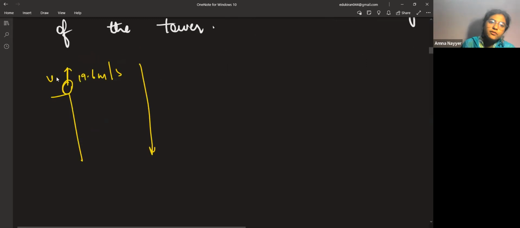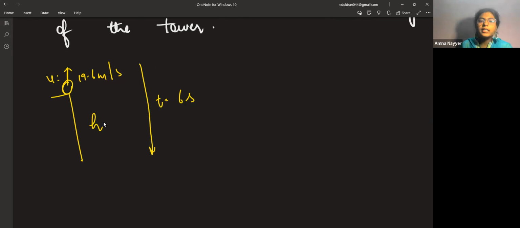This is the initial velocity given. Total time elapsed is 6 seconds. We have to find the height of the tower. So height of the tower basically means, when you throw it up and it comes back, the height of the tower will be this only, right? Now let me assume one sign convention. Sign convention can be anything. Let me assume upwards is positive. This is what I have assumed.